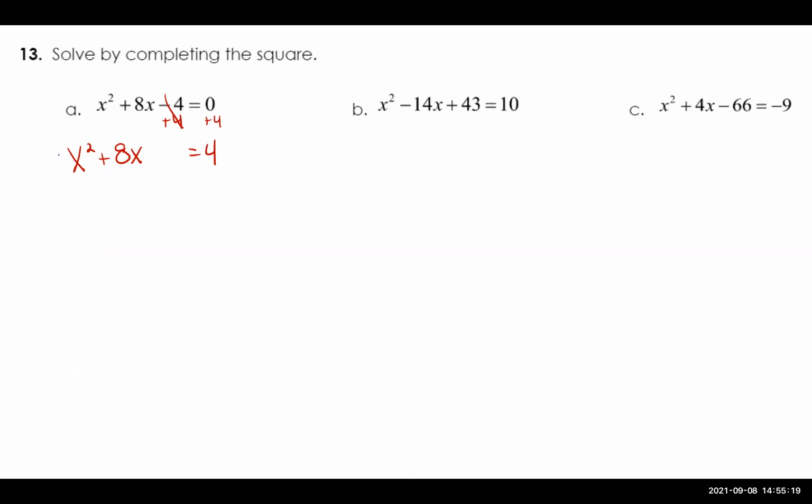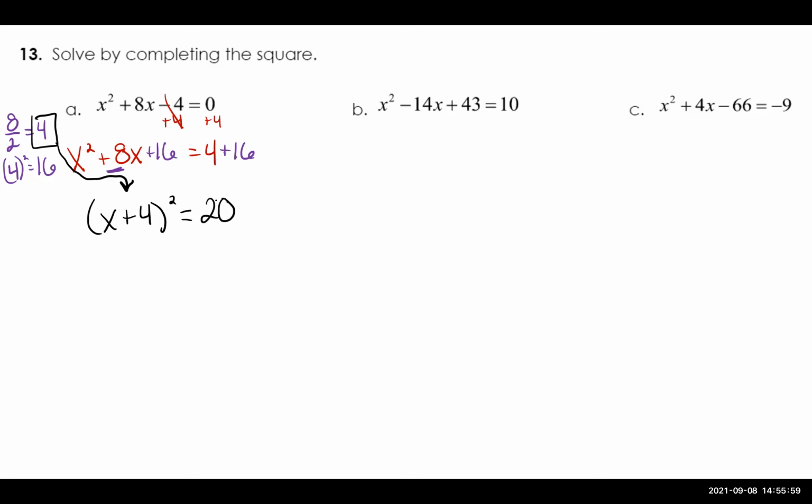Next thing I need to make sure of is that my coefficient of x squared is equal to 1, which it is. So then I look at my coefficient of b, and I'm going to this positive 8. I'm going to half it to get 4, square 4 to get 16. So there's going to be a plus 16 on both sides. Then I want to write this as a perfect square. Whatever number you get from halving it will always go in the parentheses. So there's going to be a plus 4 right here. And 4 plus 16 is 20.